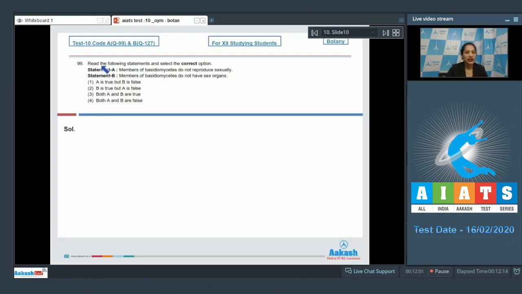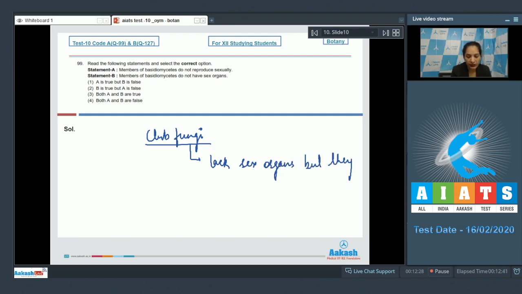Question number 99. Read the following statements and select the correct option. Statement A. Members of basidiomycetes do not reproduce sexually. Statement B. Members of basidiomycetes do not have sex organs. Members of basidiomycetes means club fungi. Club fungi lack sex organs, but they reproduce sexually with the help of somatogamy.